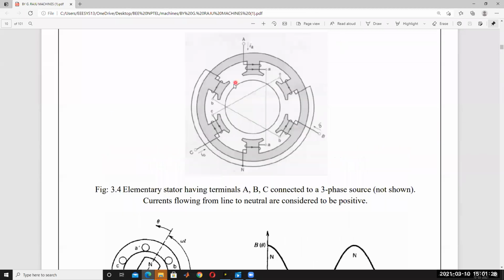So try to consider here. This is called the stator winding. This is called the stator. Okay, so A phase, B phase, C phase. That is nothing but R phase, Y phase, B phase. The notation is different here. The concept is the same, but the notations are different.